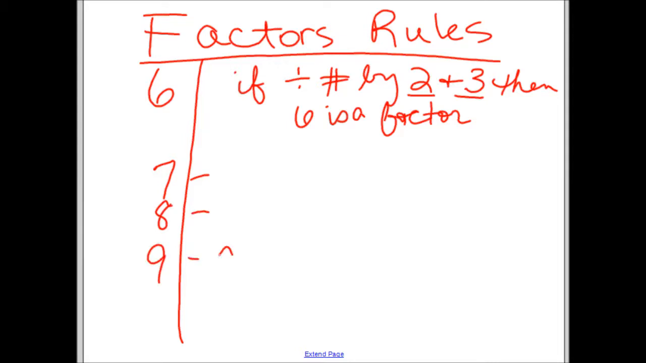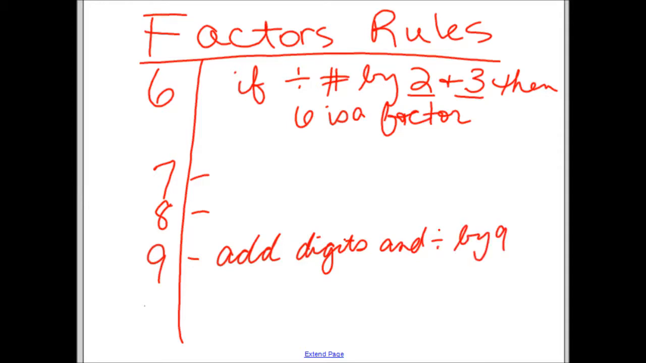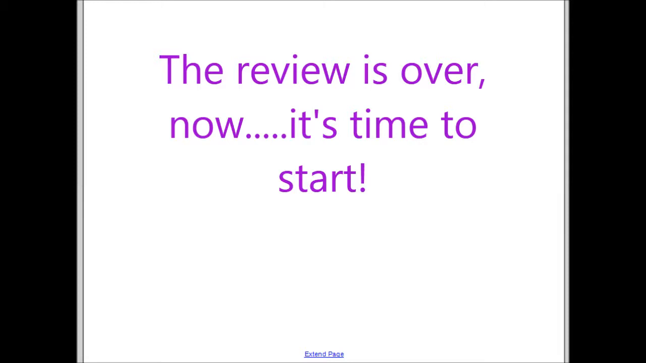9, if you can add the digits and divide it by 9, then 9 is a factor. And 10, the number must end in a 0. I went very quickly through those rules because we did them in class, and you should have them in your notes written out in whole sentences, or at least with more explanation.